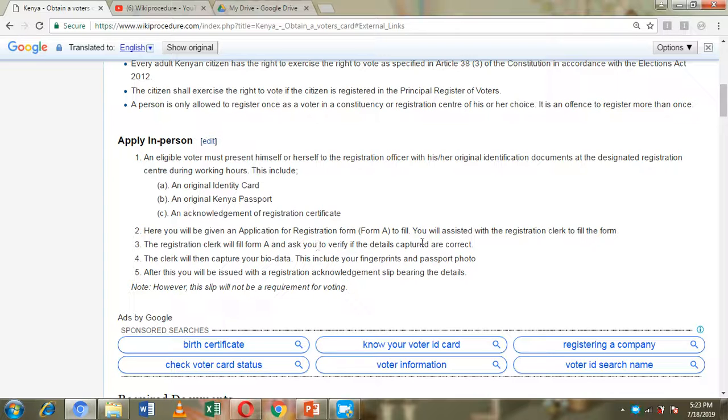They will take your fingerprints, capture your passport photo, and ask you where you prefer to vote, which ward you prefer to vote in, and after that you'll be issued with an acknowledgement slip bearing your names and details of where you're going to go and vote. The application is free of charge, so go ahead and get a voter's card.